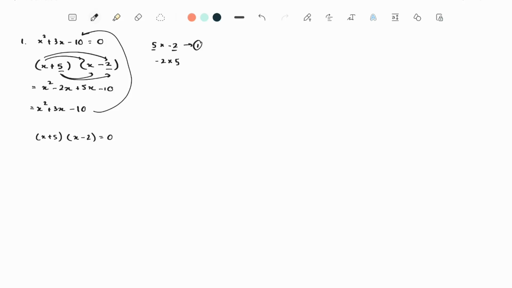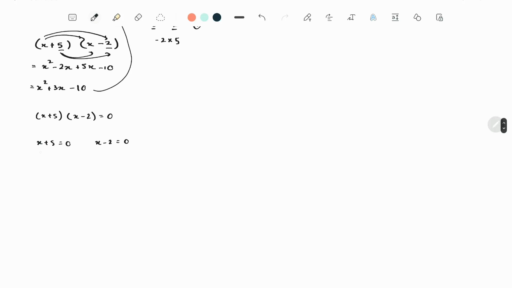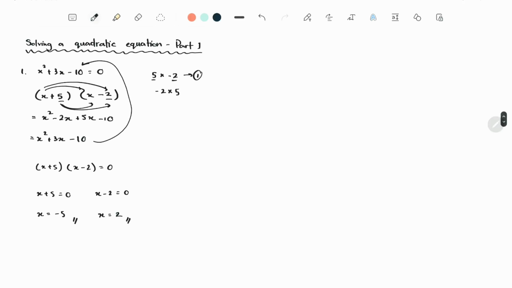Now you need to find the solution. In order to find the solution, you just make the component of each bracket equal to 0. So x plus 5 equals 0 and x minus 2 equals 0. Since if any one of these brackets is 0, then multiplying a number with 0 would give 0. So now let's solve this. In this case, x would be minus 5, x equals 2. Now these are your solutions. So that's it for the first example.